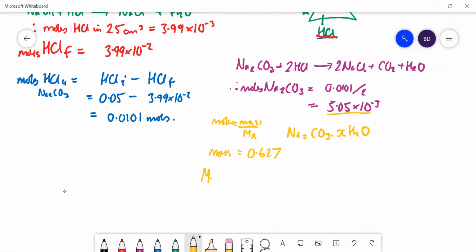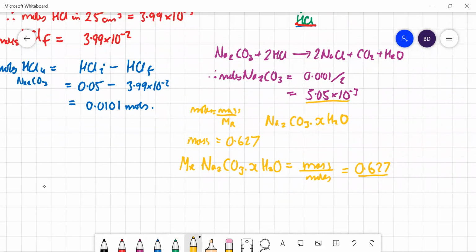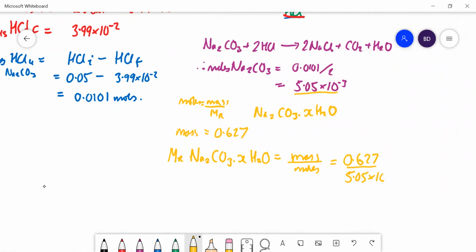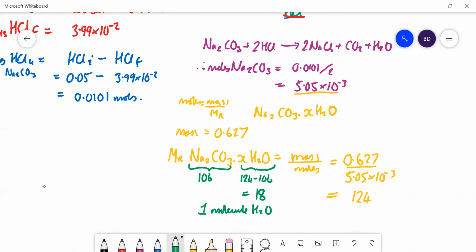So let's do that. The Mr of sodium carbonate dot XH2O, rearrange that equation, we get Mr is equal to mass over moles, 0.627 over 5.05 times 10 to the minus 3. That is equal to 124. Right. Now, if you add up this bit here of the Mr, that comes to 106. So this bit here is going to be 124 minus 106, which is equal to more or less 18. So we can say we've got 1 molecule of water. So the value of X in this formula is equal to 1. Okay, that's the end of that paper.